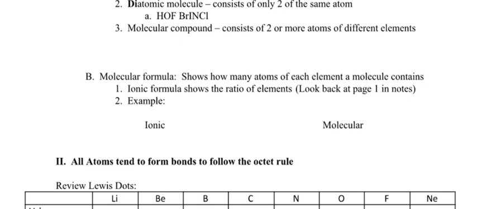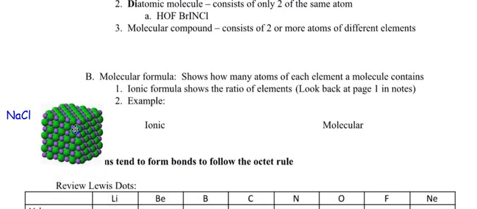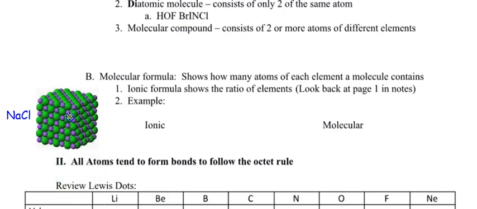Ionic was your metal and non-metal. So sodium chloride, we use that all the time as our example. And here I brought back a picture of sodium chloride. Notice that you have a 1-to-1 ratio. For every purple sphere, there's a green sphere. So that would be an ionic compound. The ratio is 1-to-1. I don't have just one purple and one green; I have a lot of them. I don't know how many there are, but their ratio is 1-to-1.